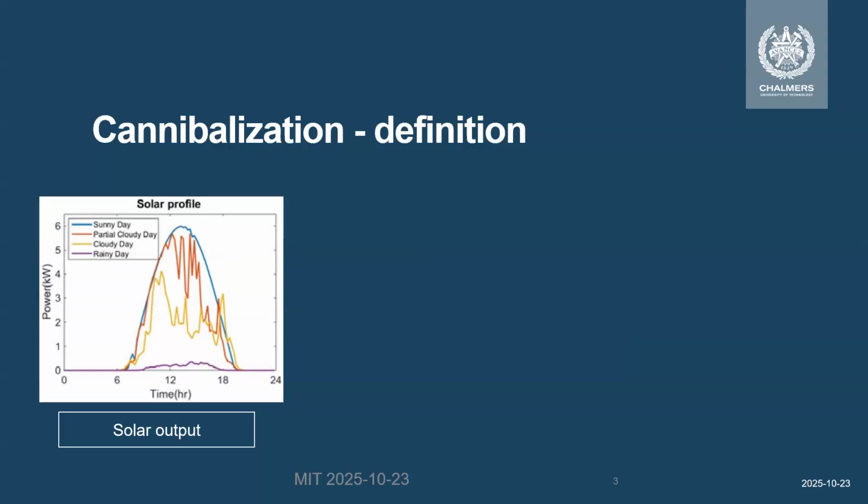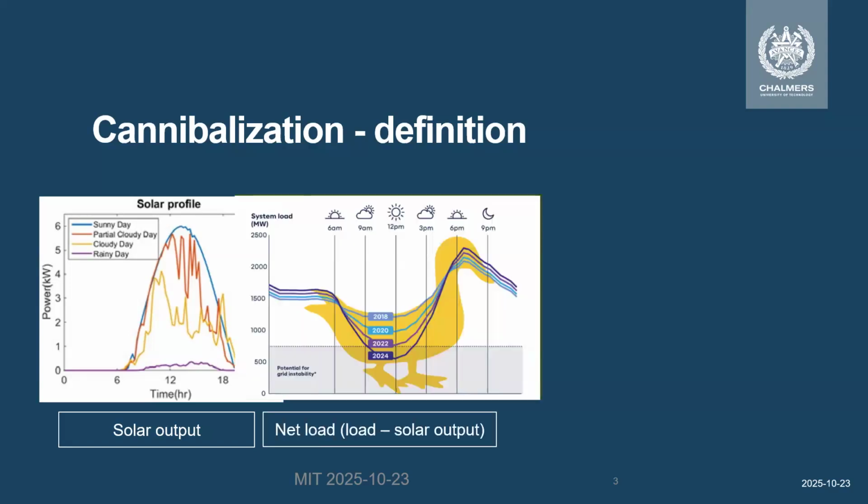So what's cannibalization? It's kind of a strange word, but anyway, that's what's used, so I'm going to use it. To explain, this is the typical solar output over the day. On the x-axis is hours of the day, and on the y-axis is the power output. Nothing strange about that. Solar produces during the day. But what happens when you have a lot of solar in the system? By the way, the same principle goes for wind, but we talk about solar because it's a little easier to see.